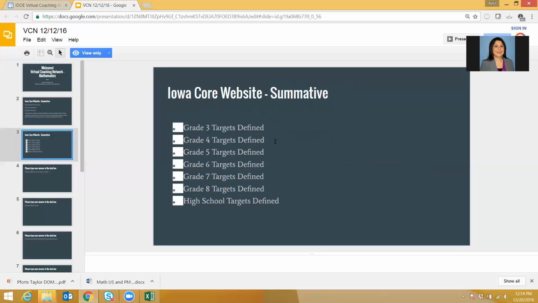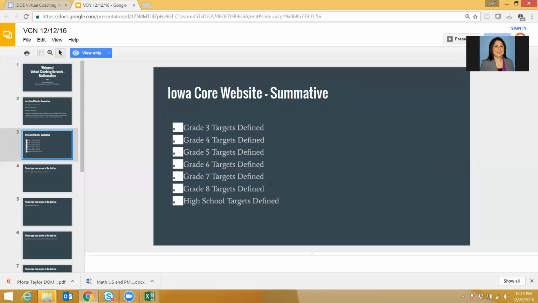So for example, 3 through 5 might be all chunked together. So what we did is we pulled that information out. As a third grade teacher, I'm only looking at third grade material, and I don't have to sort through the 4th and 5th grade material. We did it all the way up through grade 8 and also for high school.